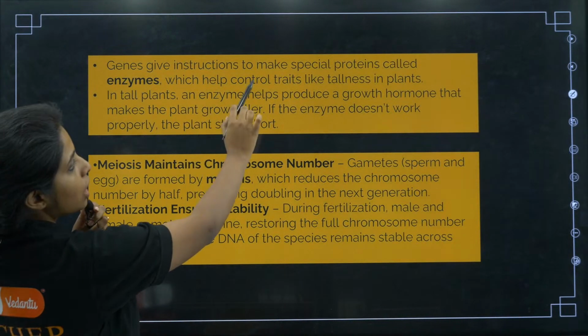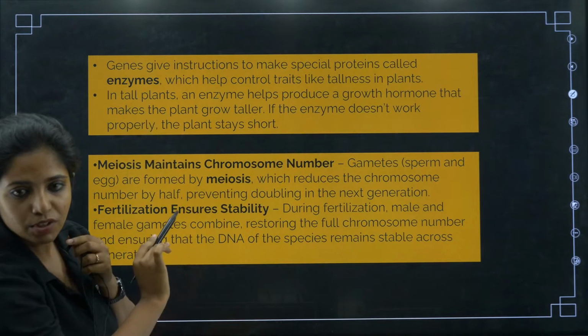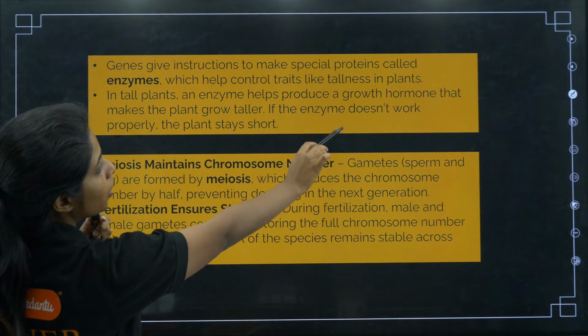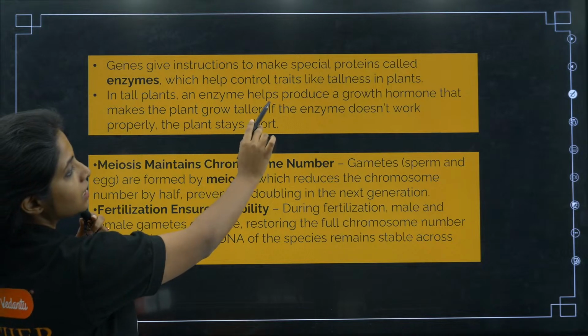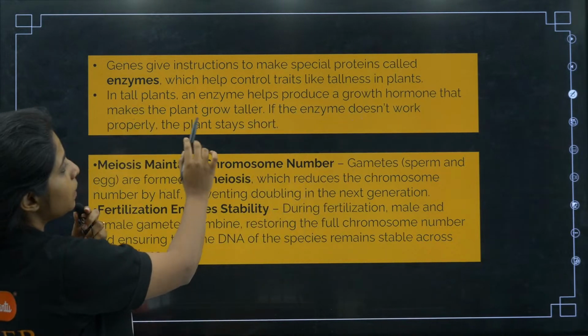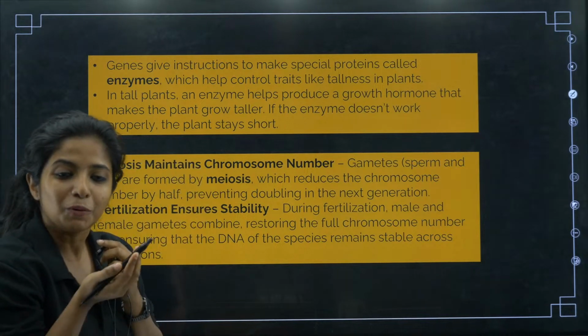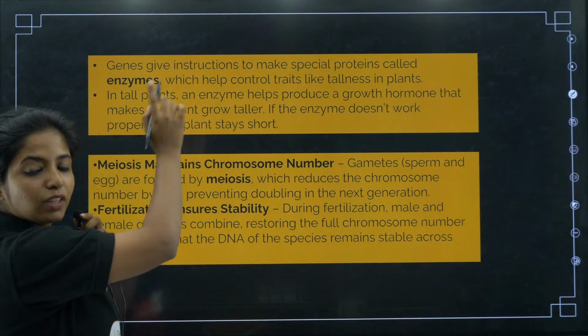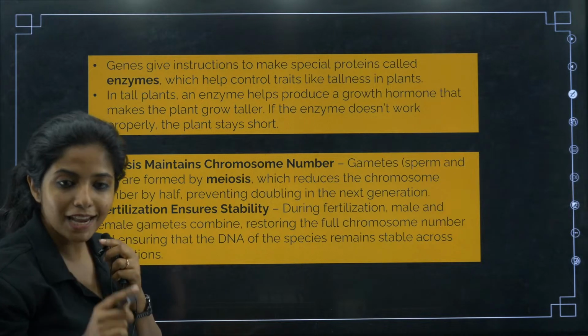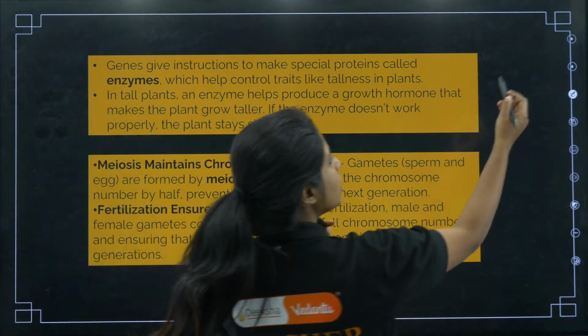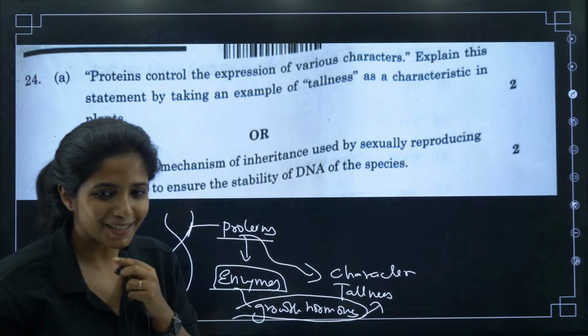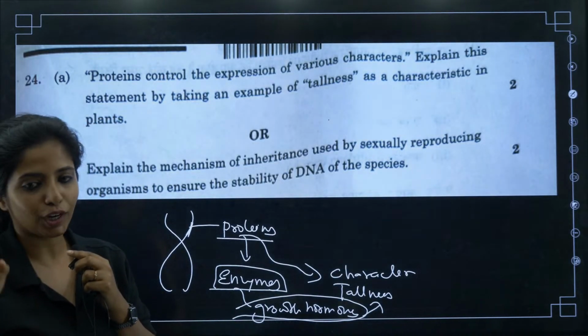Genes give instructions to make special proteins called enzymes, which help control traits like tallness in plants. In tall plants, an enzyme helps produce a growth hormone that makes the plant grow taller. If the enzyme does not work properly, the plant would stay what? Short. In that way, the proteins are going to decide each character in the plant's body or any organism's body. I hope that is sorted. So you have to write those 2 points, you get 2 marks.